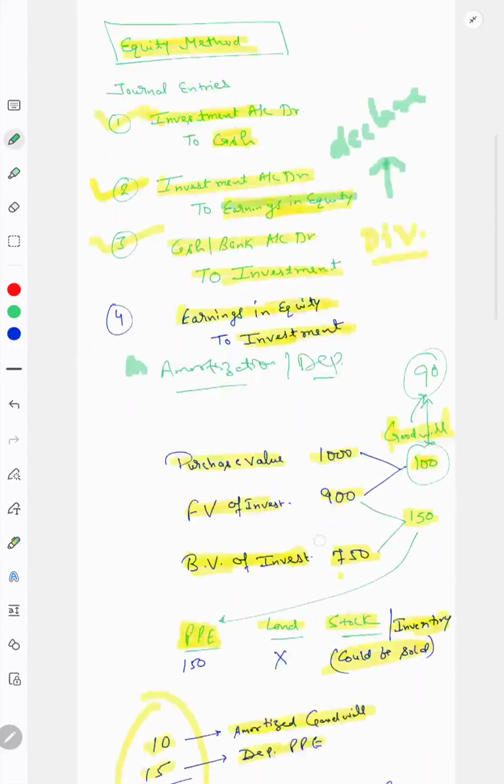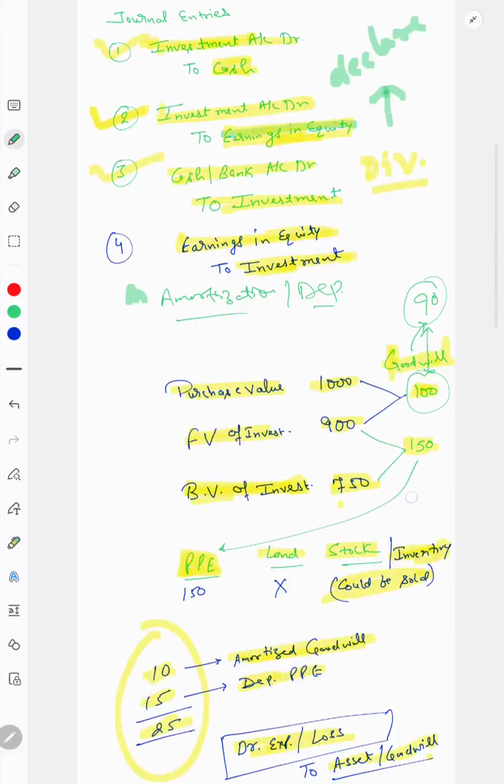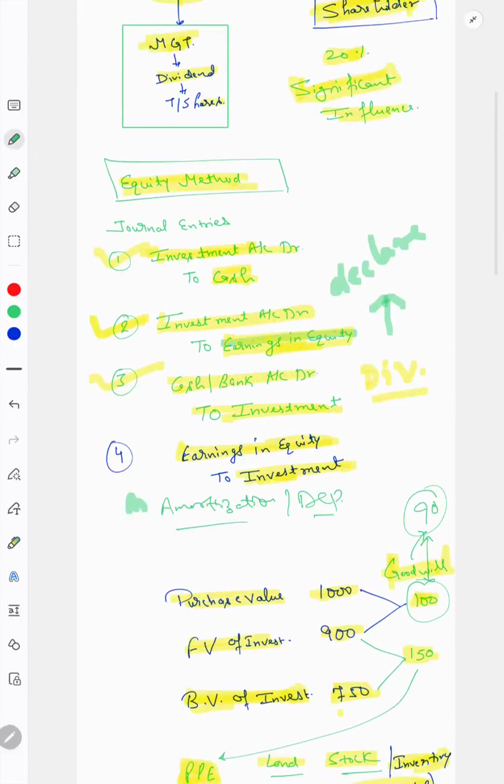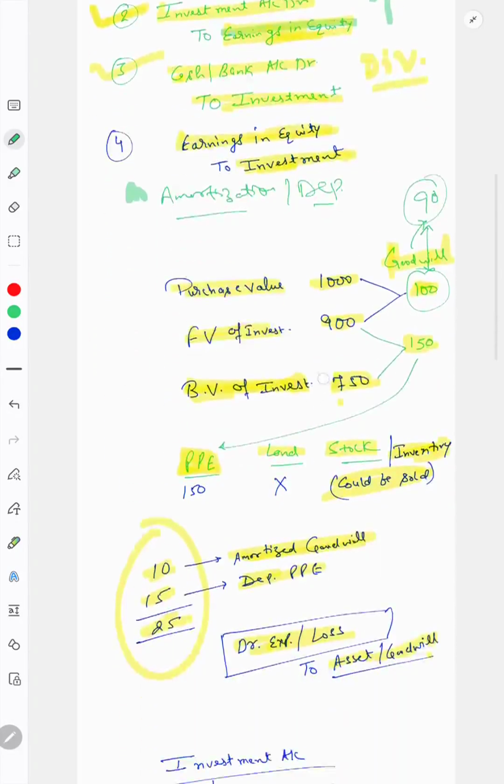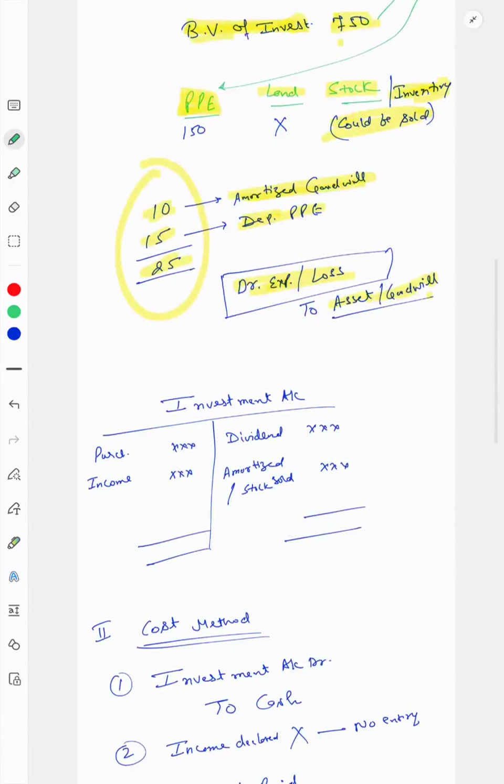Okay, hope it's clear till now. These are the four entries which we are supposed to pass under the equity method, and later on we'll do the practical questions on it as well. Now, what is the impact on the investment GL? Just a quick look.